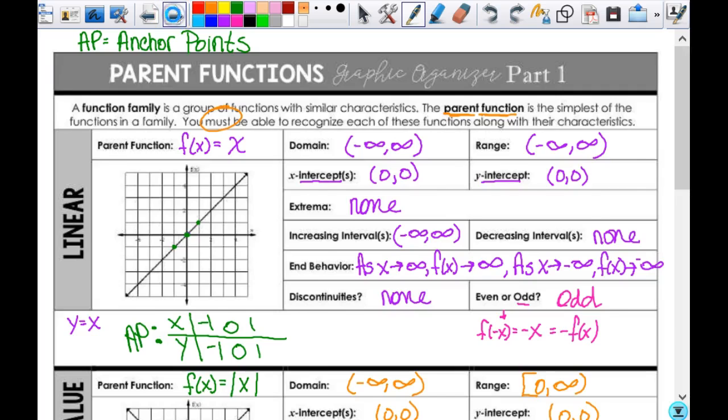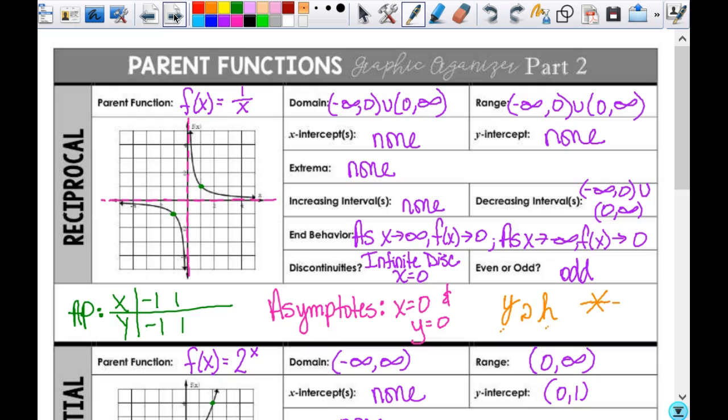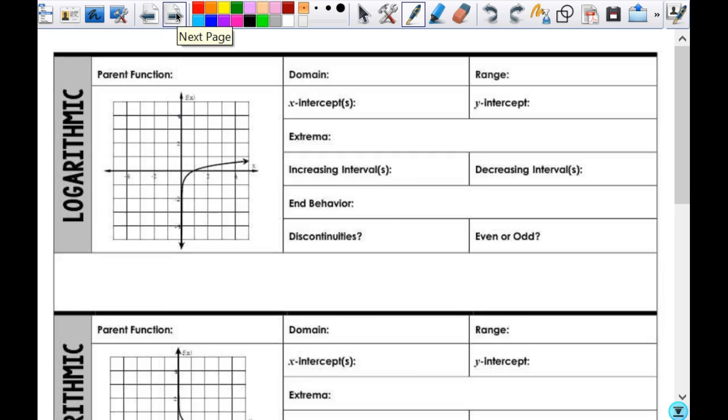All right, so we got through, we're on the back of the second page. That's correct, right? We're right here? Okay, awesome.